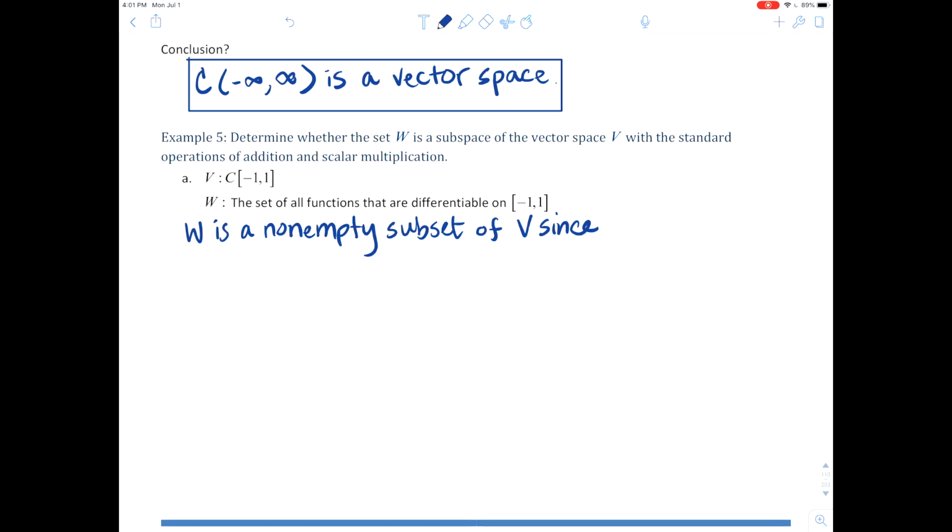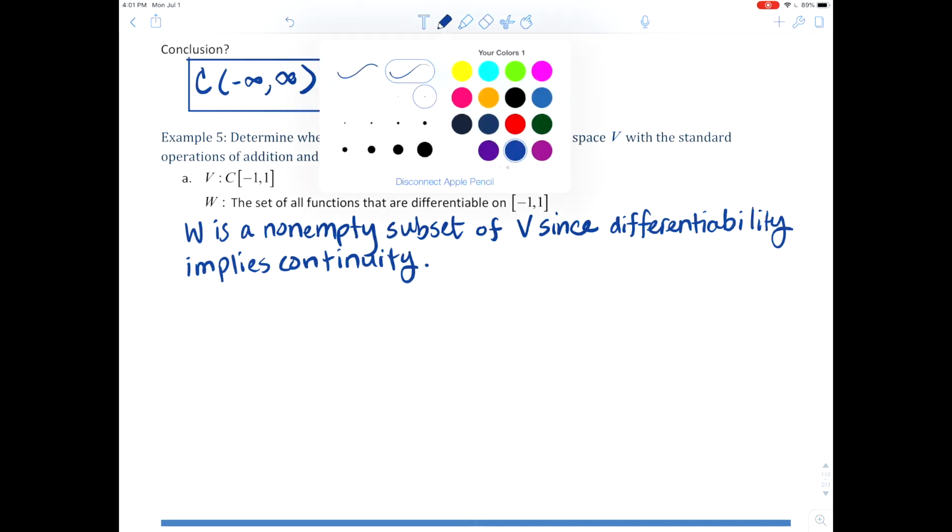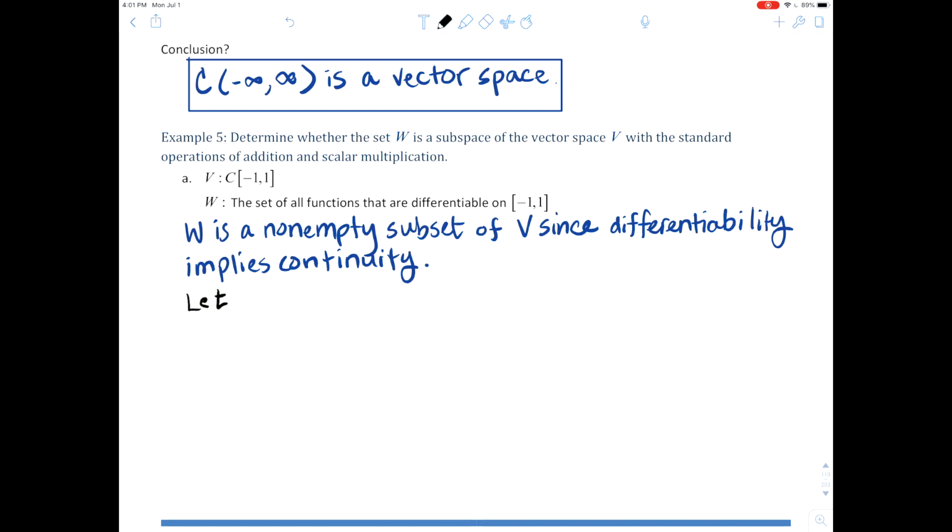Since differentiability implies continuity. Remember, it doesn't go the other way around. But this direction is true. All right? So now, if we go ahead and let f and g belong to W and c belong to the real numbers, let's see what we have.